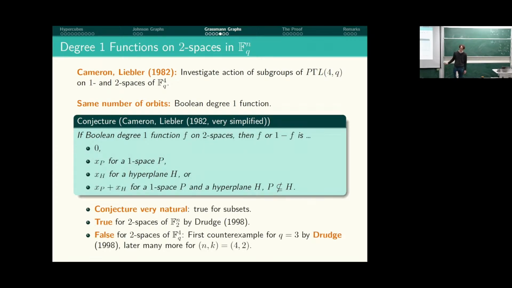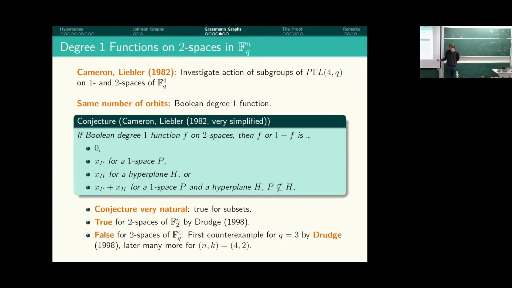And now I'm slightly lying. Cameron and Liebler made a conjecture. I think they made this particular conjecture only for n equals 4, but they made a second conjecture which is for general n, so I think they also thought about general n here, and two spaces. They made the conjecture that these are actually all examples. We don't have any others. We just have these easy constructions. And that would be nice.